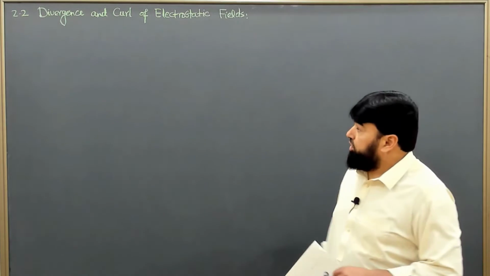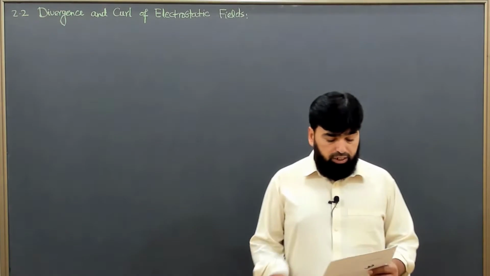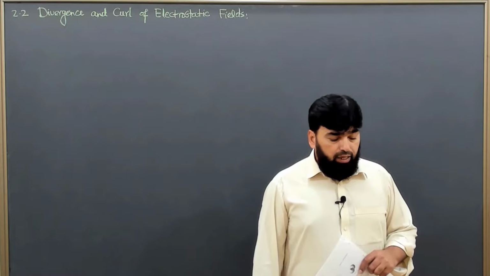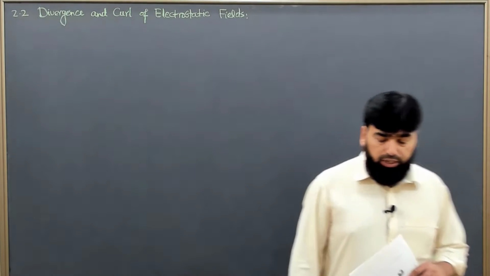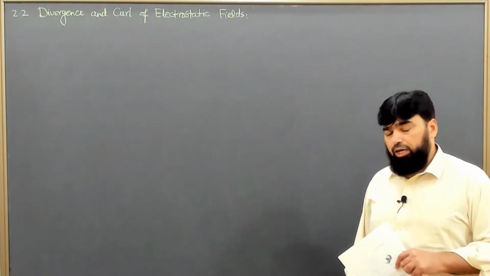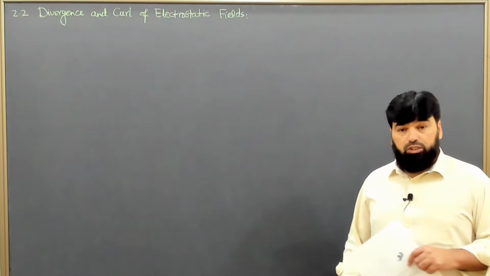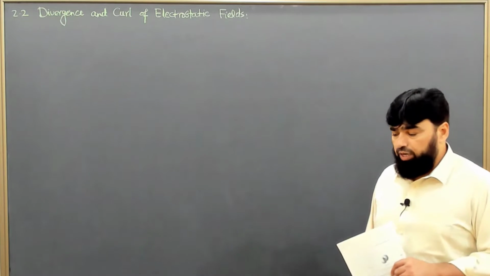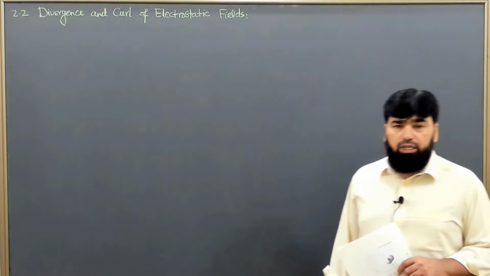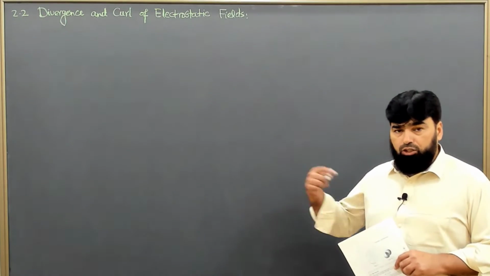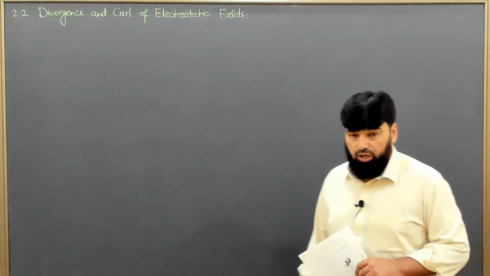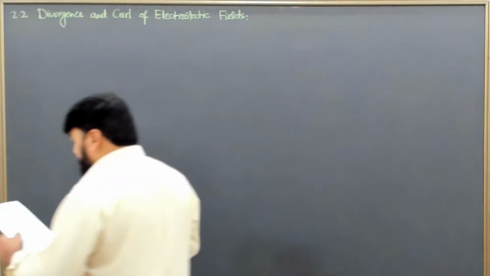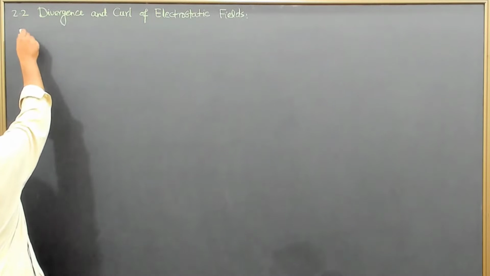Now in section 2.2 we will discuss the divergence and curl of electrostatic fields. As we have already established the concept of electrostatic force, which we discussed in Coulomb's law, from that electrostatic force we defined a field of a single charge, and the other interacting charge we considered is the test charge.